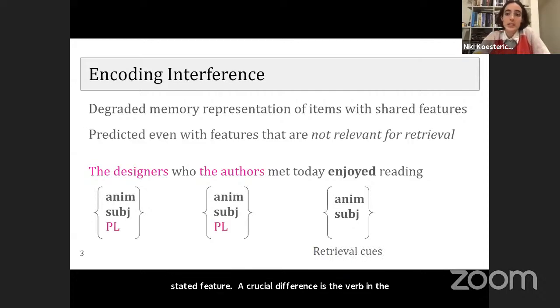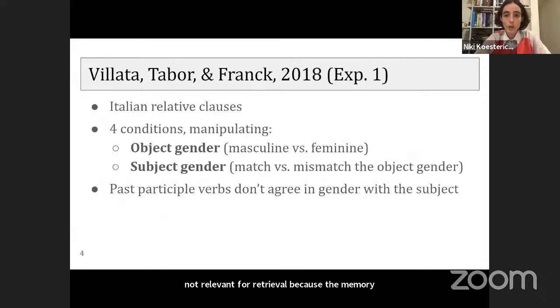But encoding interference is predicted even when the overlapping features are not relevant for retrieval, but rather simply because the memory representations of the two items are not distinguishable enough. One recent study showing this effect is the first example in Villada et al. 2018, where they used Italian relative clauses manipulating the object's gender to be either masculine or feminine, and the subject of the relative clause's gender to match or mismatch that of the object. The relative clause verbs were past participles that don't agree in gender with the subject.